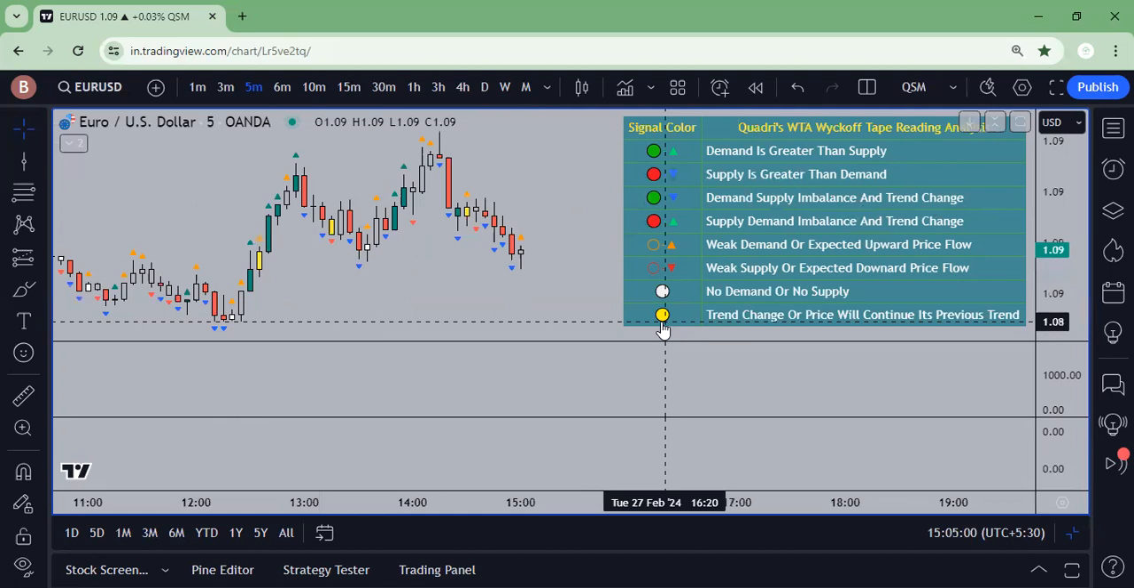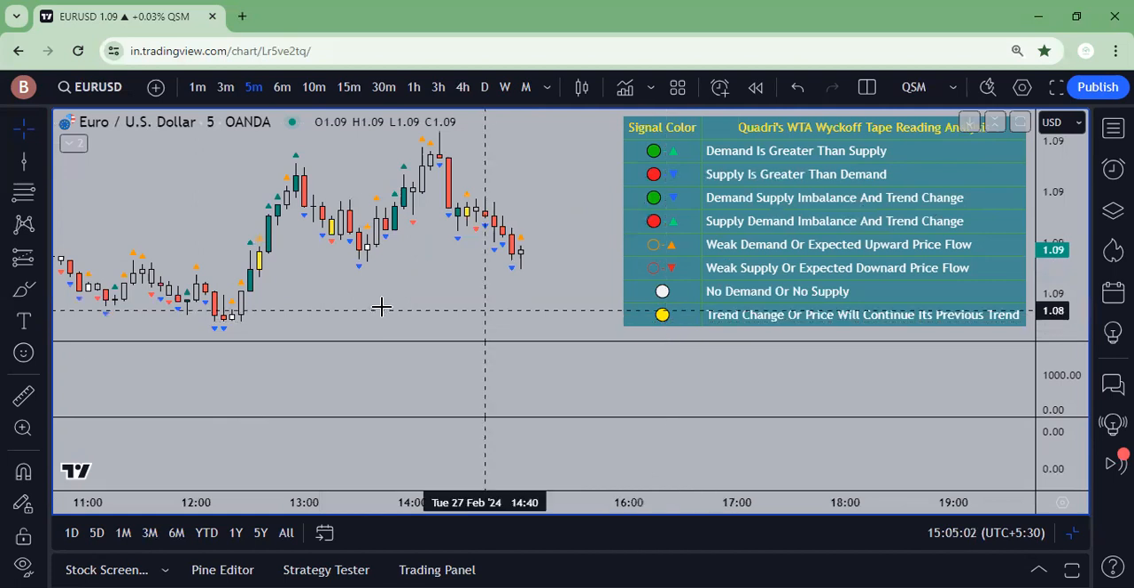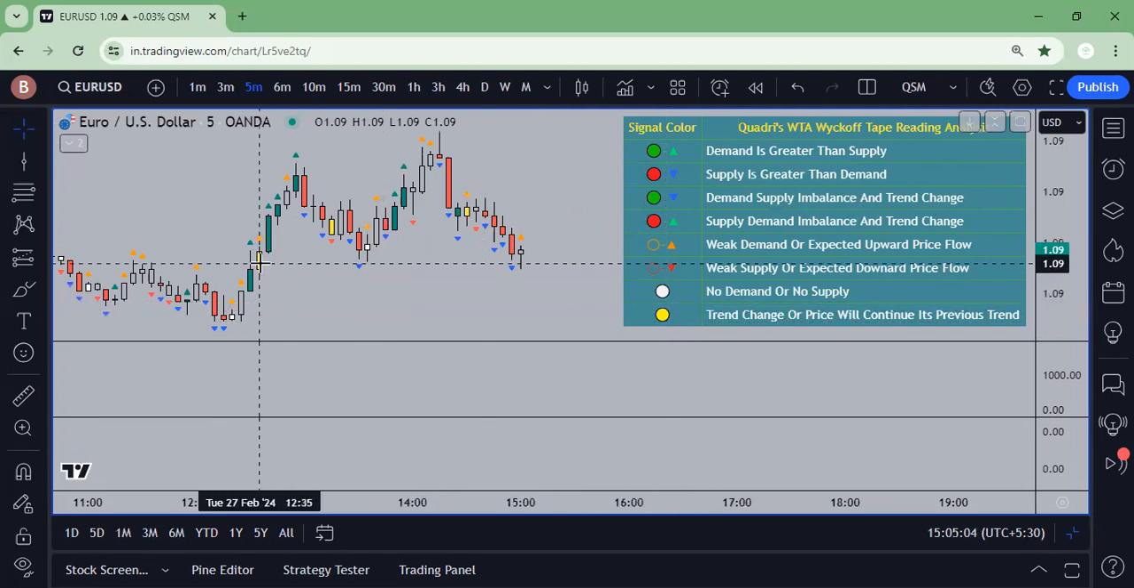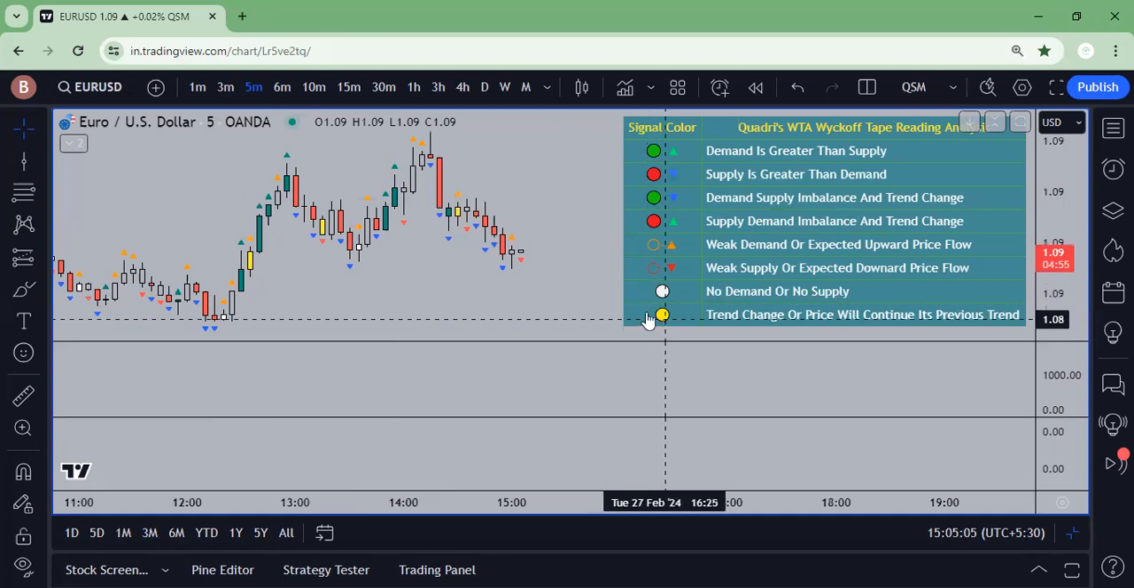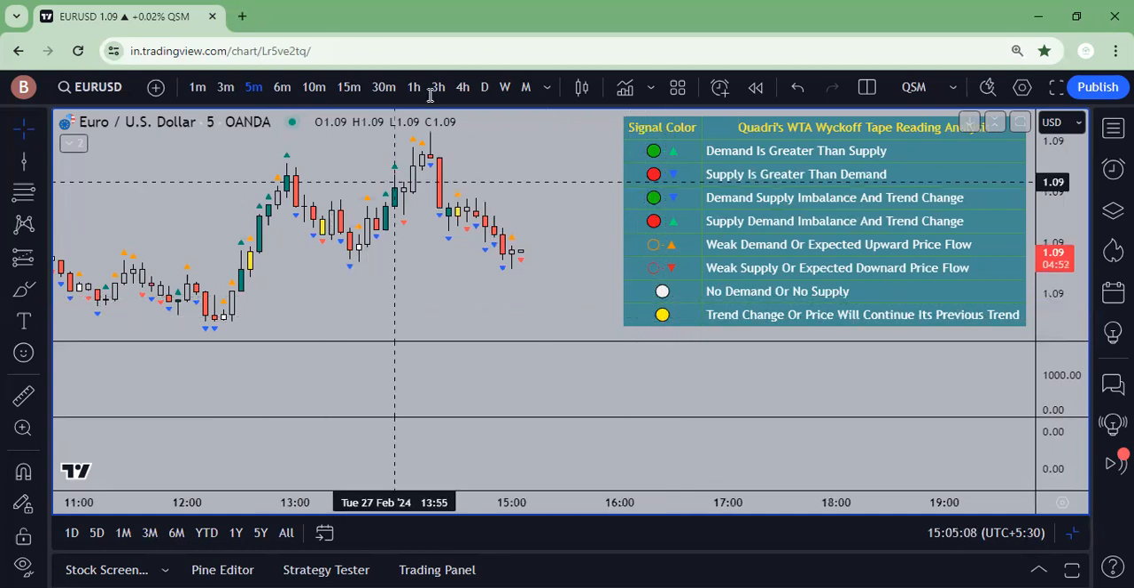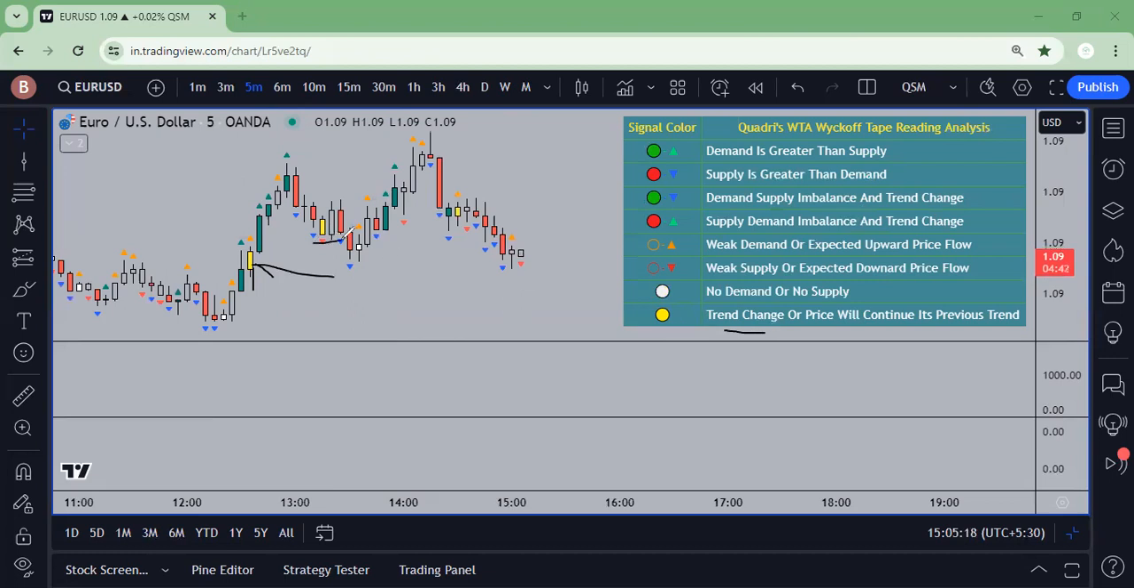I'll now come down to the trade setups. Yellow color candle. This is my baby. This is based on my 15-16 years of experience. Only two things will happen when this appears. Either there would be a trend change, or price will continue its previous trend.